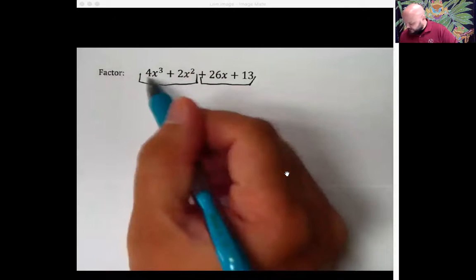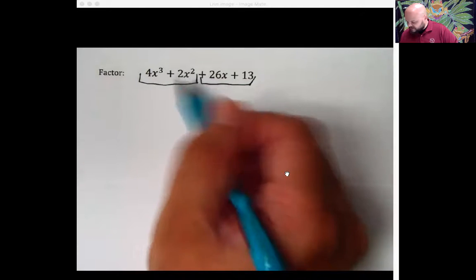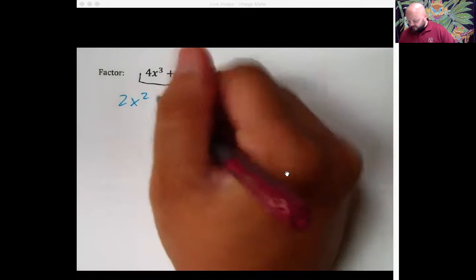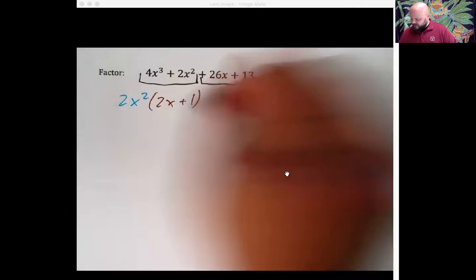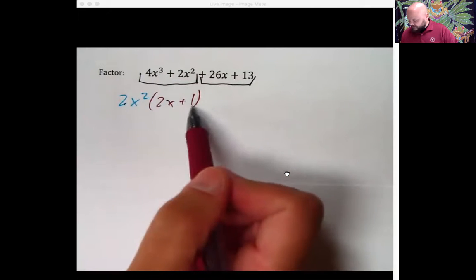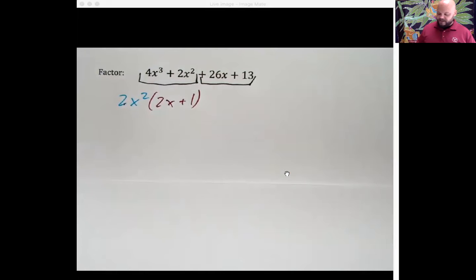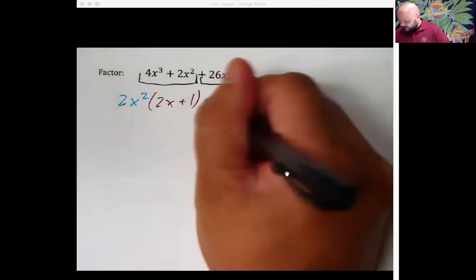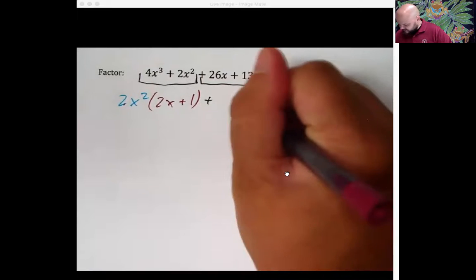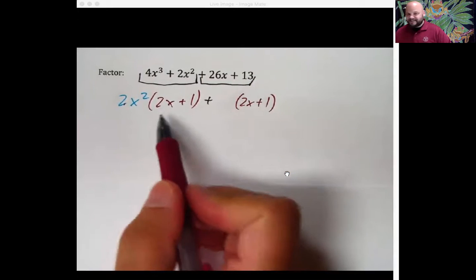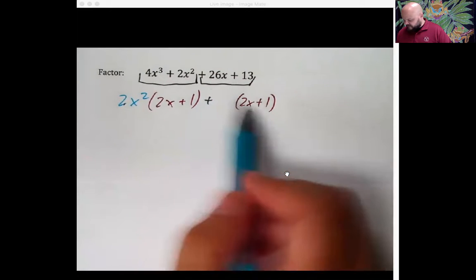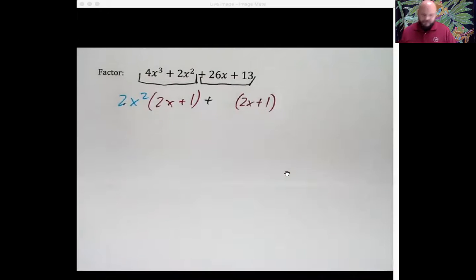So as you look at this guy, you're thinking to yourself, well, what goes into both 4x cubed and 2x squared? Well, that would be 2x squared. And what's left over? Well, that would be 2x plus 1, because 2x squared times 2x makes 4x cubed, and 2x squared times 1 makes 2x squared. Now what we need to do, and this is kind of the tricky part, is this guy over here, whatever we pull out, the inside of this has to look like this one was. It's got to be 2x plus 1. So what could I possibly divide by that'll make 26x 2x and 13 1? 13.